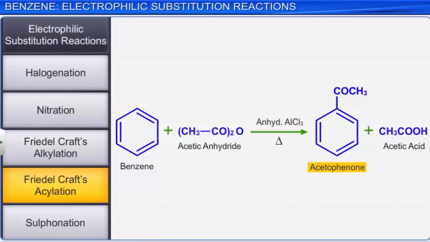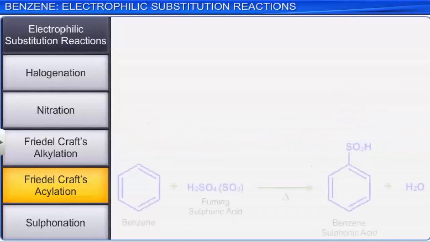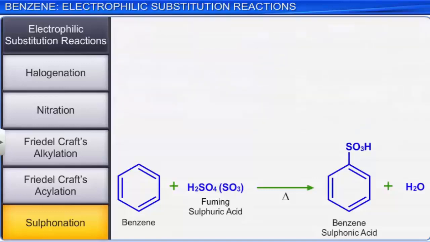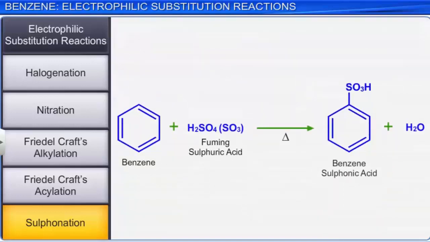Next is the sulfonation reaction. When the hydrogen atom in a benzene ring is replaced by the sulfonic acid SO3H group, it is known as sulfonation. Usually, sulfonation reaction is carried out by heating benzene with fuming sulfuric acid or oleum, a concentrated solution of sulfur trioxide in sulfuric acid. Sulfonation can also be carried out by treating benzene with chlorosulfonic acid.